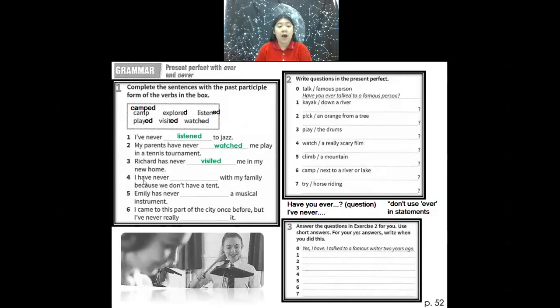Number four, I have never something, and the reason is because we don't have a tent. So I have never camped. Number five, Emily has never played a musical instrument. Okay, last one. I came to this part of the city once before, but I've never really explored it. Okay, so if we're done with this one, let's move on to activity two.